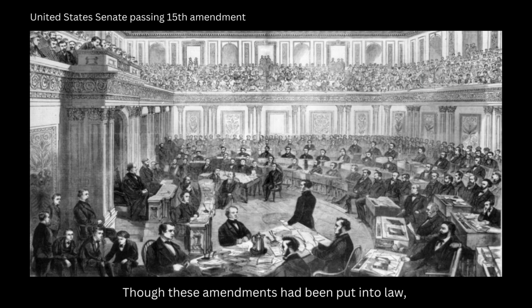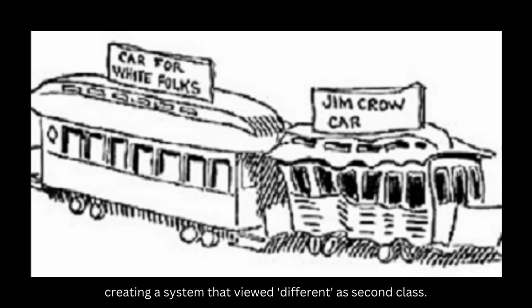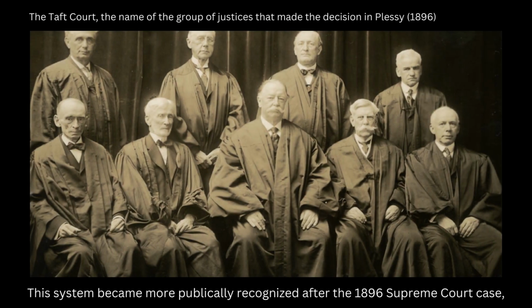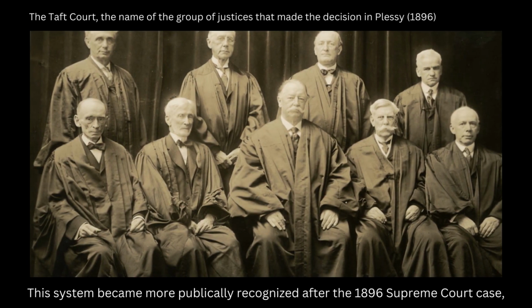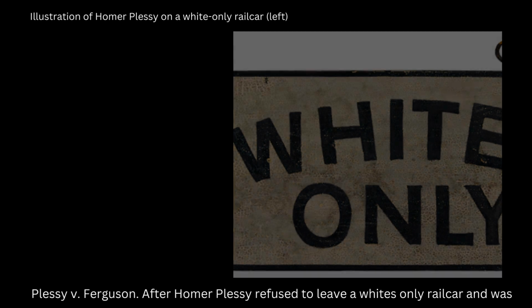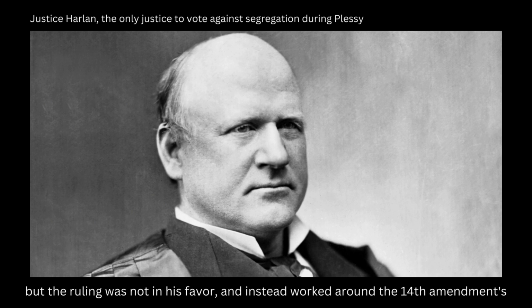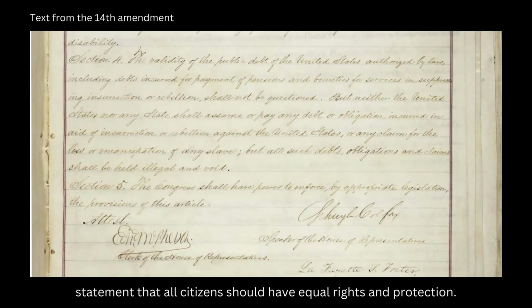Though these amendments had been put into law, separation of minorities in America remained legalized, creating a system that viewed different as second class. This system became more publicly recognized after the 1896 Supreme Court case Plessy v. Ferguson. After Homer Plessy refused to leave a whites-only railcar and was arrested, he went to the Supreme Court in hopes of illegalizing his treatment. But the ruling was not in his favor, and instead worked around the 14th Amendment statement that all citizens should have equal rights and protection.